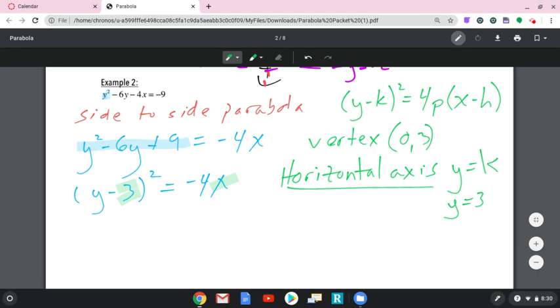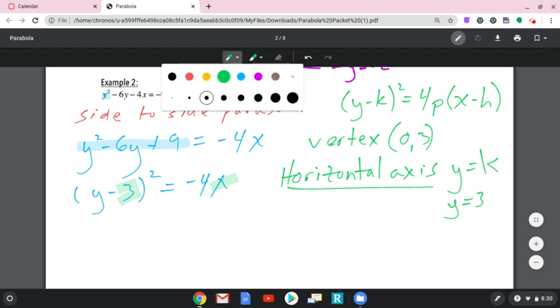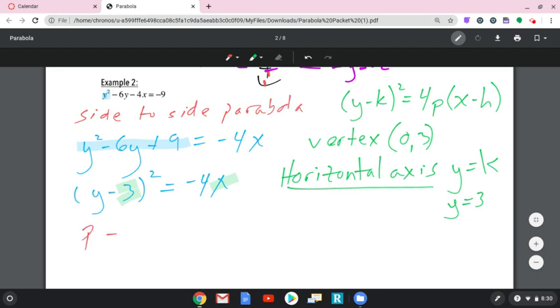All right, so now let's go to our next thing. We need our directrix and our focus. But in order to find that, we need to find our magic number, which is p. P is that magic value. So let's see. Well, 4p has to equal negative 4. So p, therefore, must be negative 1.